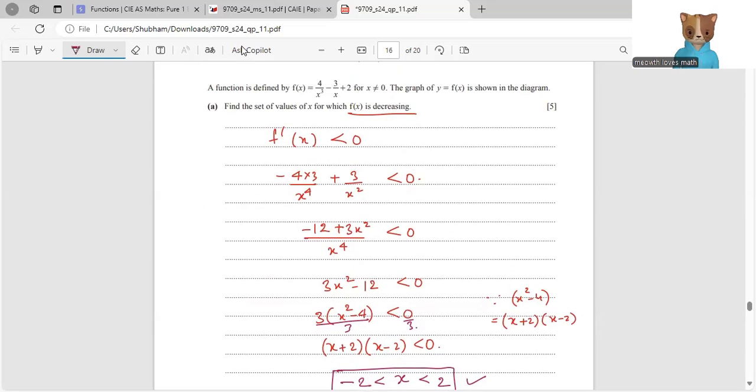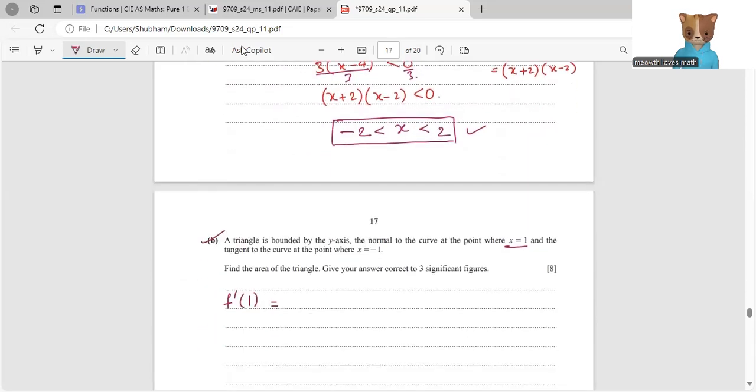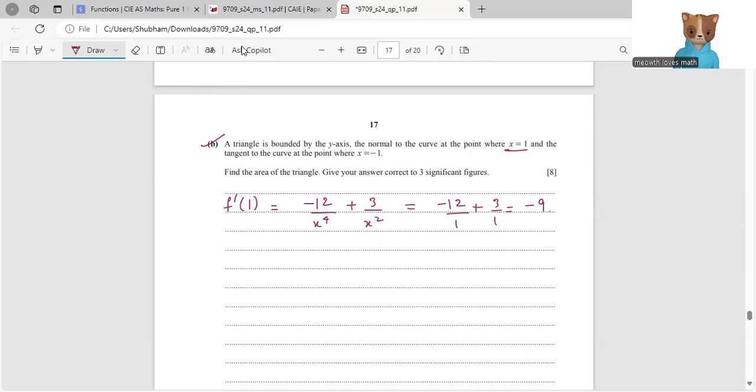So f dash of x is basically this, right? So let me quickly write it down. Negative 12 by x to the power 4 plus 3 over x squared. So this becomes negative 12 by 1 plus 3 by 1, which is equal to negative 9. So this is the slope of tangent, right? First derivative gives you the slope of the tangent, isn't it? So now once we have the slope of the tangent, what is the slope of the normal at 1? Right, so slope of normal will be negative reciprocal of this, which is equal to 1 by 9, isn't it?